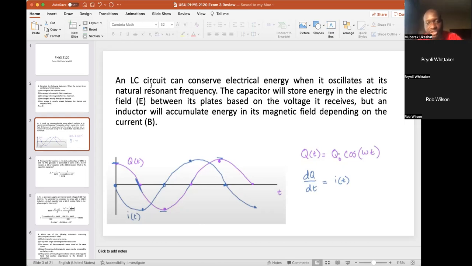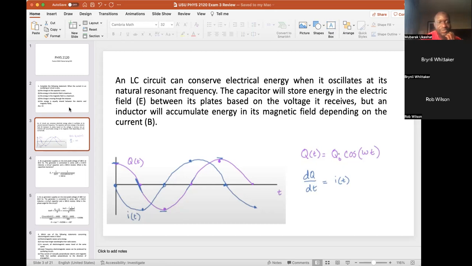The charge flow is a cosine function like this. The current, dQ/dt, is a sine function, and this is how they are related. The cosine function for the charge goes like that, and the charges are stored in the capacitor, which stores electrical energy. And then the current goes like this. So when the current is zero, what happens? Look at every point where the current goes to zero. The charge is maximum. You see? When the current is zero, your charge is maximum.